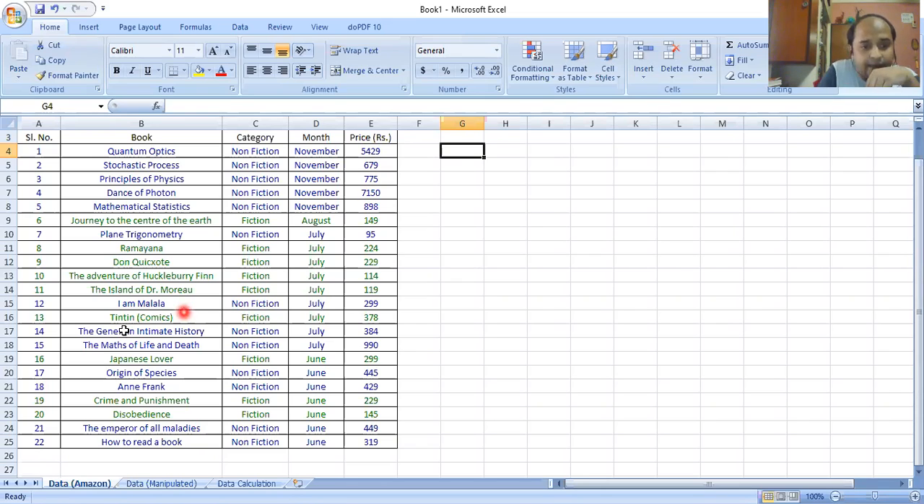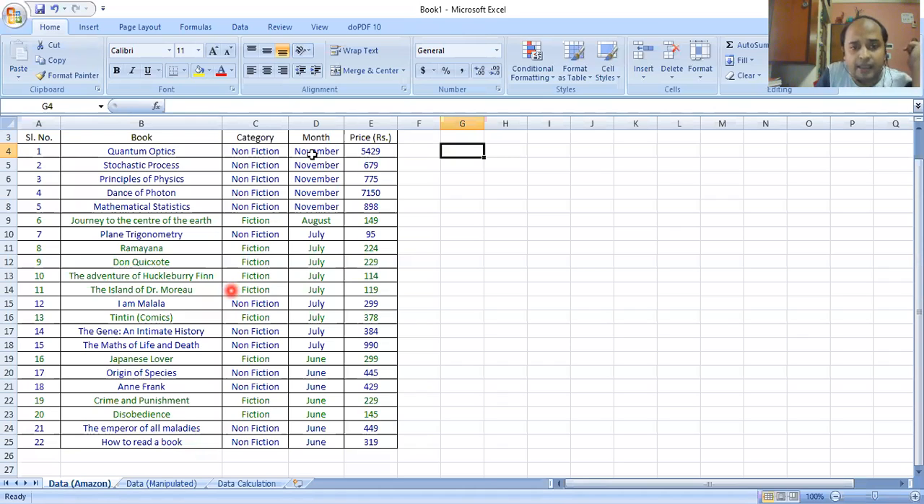Then there is a book on genes, the structure on which the entire human species is built, so it is also a kind of non-fiction. Then there is a very good book called How to Read a Book, which is also non-fiction. So I have bought a few non-fiction books, as well as a few fiction books too, like Journey to the Center of the Earth, Ramayana, Don Quixote, and Adventures of Huckleberry Finn. I have categorized them using two different colors.